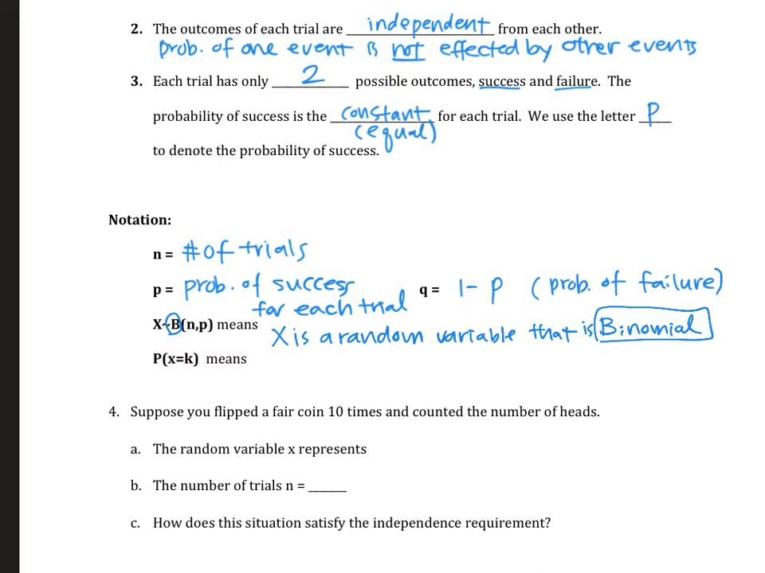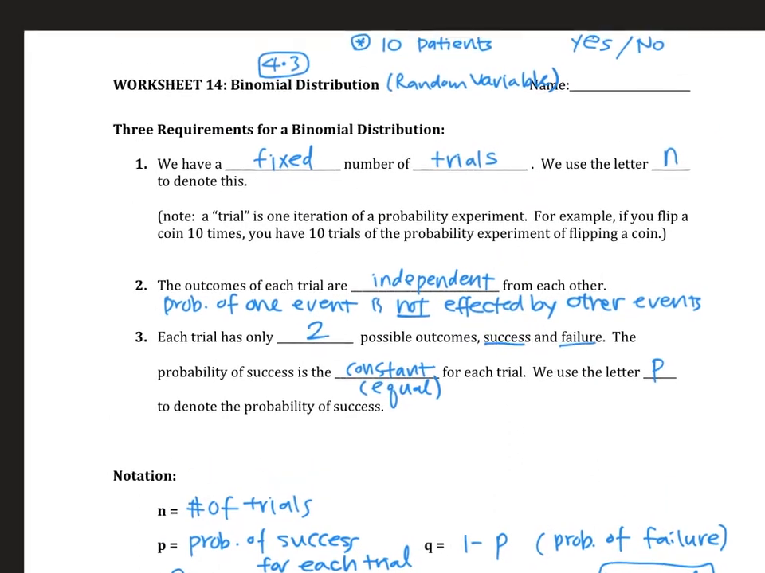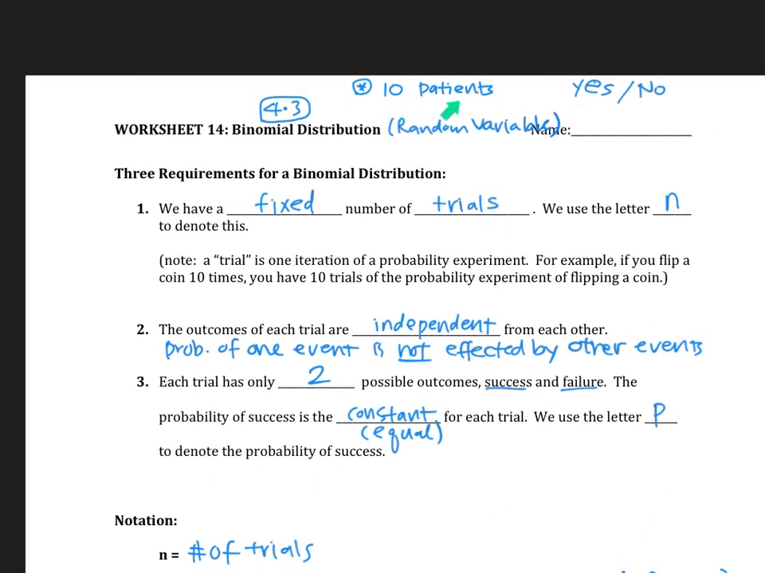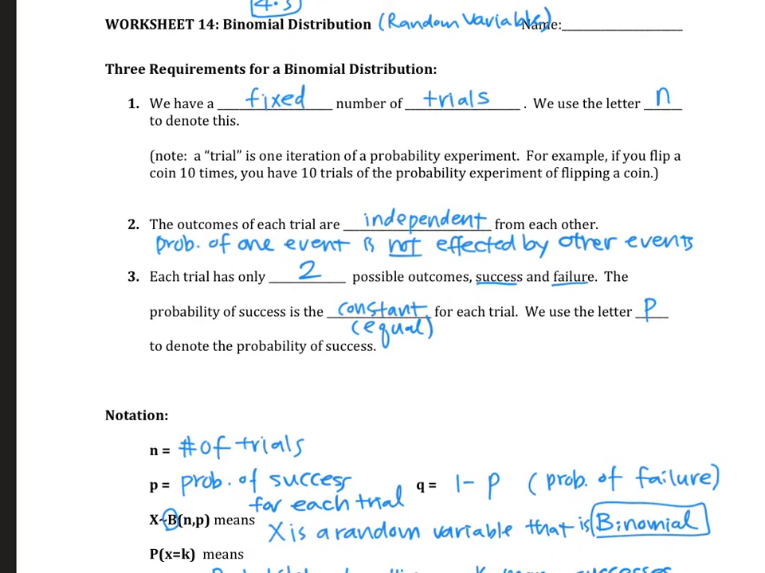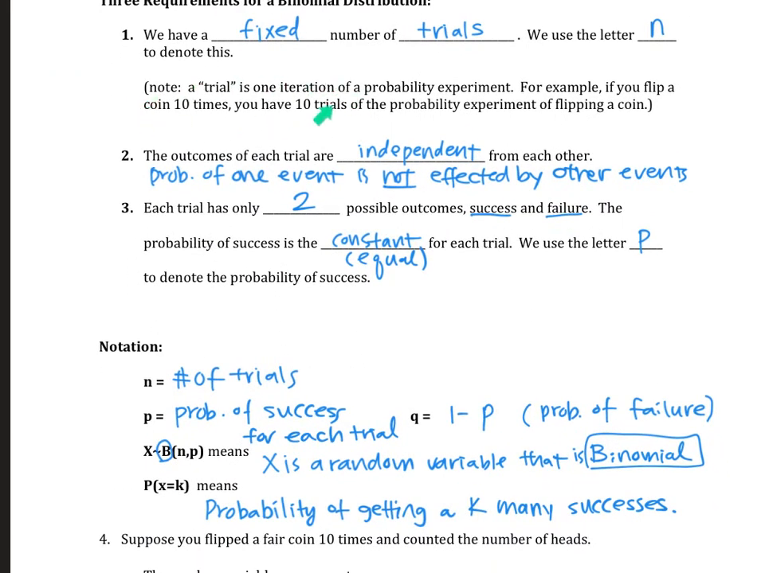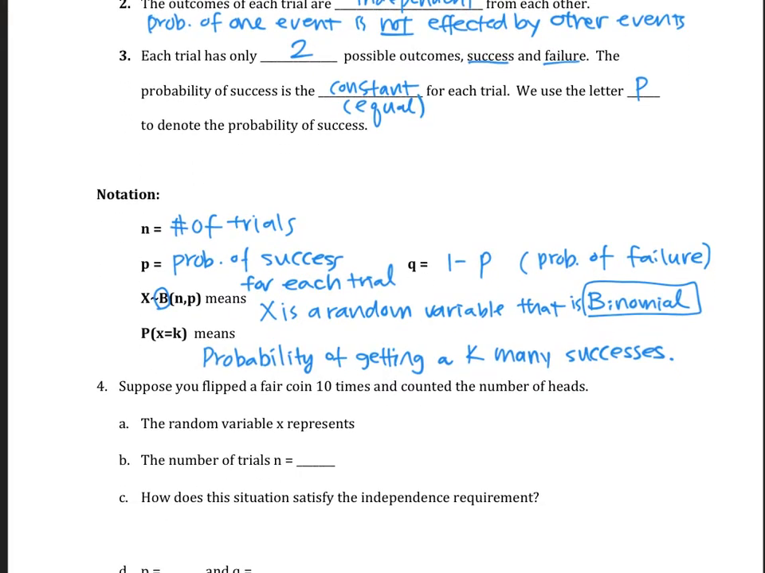The next notation, P of X equals k, means what's the probability of getting a particular outcome, k many successes, right? For example, if I tested 10 patients, what's the probability of getting 3 patients testing positive, or 7 patients, or whatever? And if I toss a coin 10 times, what's the probability I'm going to get 4 tails or 6 tails? 10 tails, is it likely that I get 10 tails? We're going to investigate those kinds of questions.